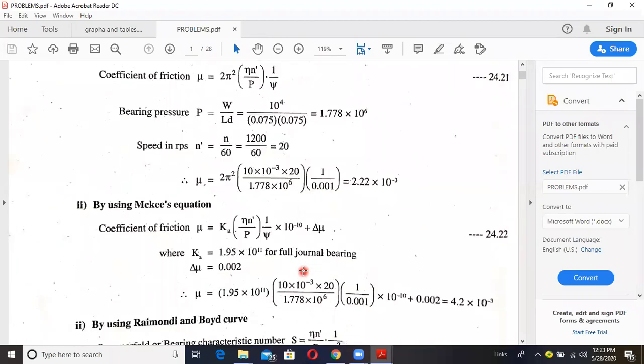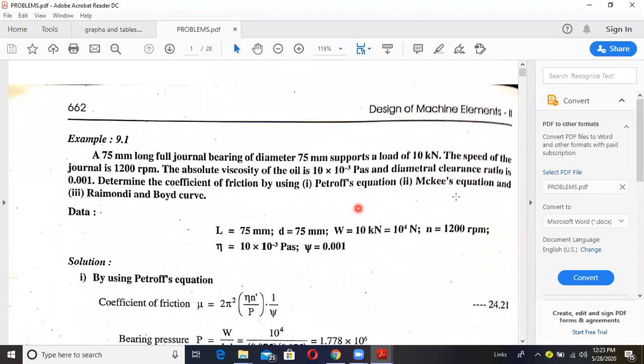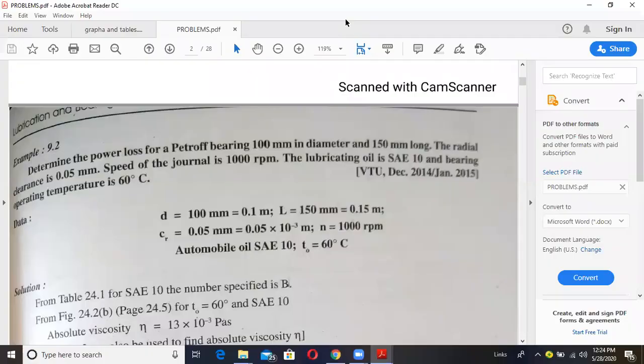And so like this we are going to calculate mu based upon Petrov's equation, Mecky's equation, and Raymond and Boyd curve. So next problem, see they told that determine the power loss for a Petrov's bearing 100 mm in diameter and 150 mm long. The radial clearance is 0.05 mm. Speed of the journal is 1000 rpm. The lubricating oil is SAE 10 and bearing operating temperature is 60 degrees Celsius.